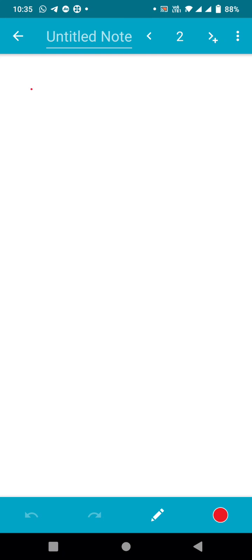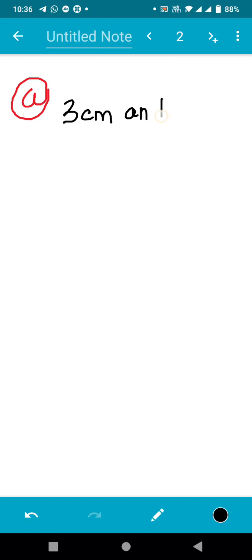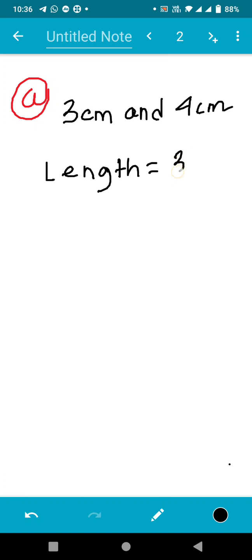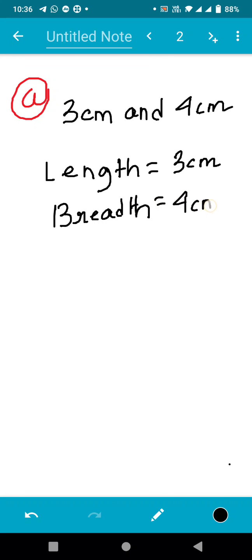So what we have in sum number A. We have 3 centimeter and 4 centimeter. So always remember students, the first value you will consider as length and the second value you will always consider as breadth. Okay, so we'll write this. Length would be equal to 3 centimeter and breadth we will consider as 4 centimeter.